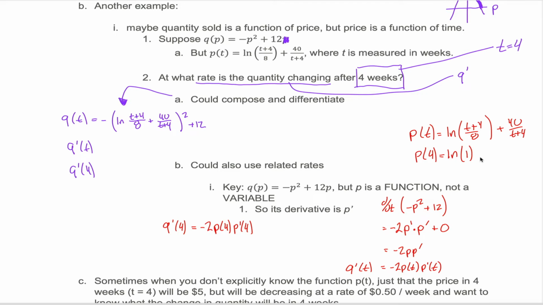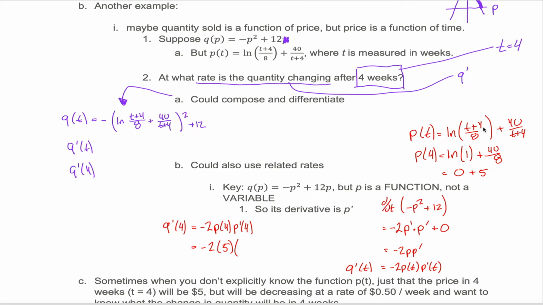It's the natural log of 1 plus 40 divided by 4 plus 4. 4 plus 4 is 8. The natural log of 1 is equal to 0, and 40 over 8 is equal to 5. P of 4 is just equal to 5. Therefore, Q prime of 4 is equal to negative 2 times 5 times whatever P prime of 4 is equal to. How do I figure out P prime of 4?